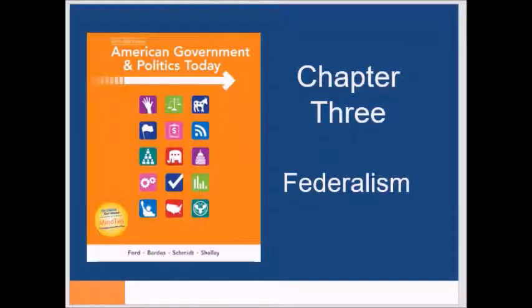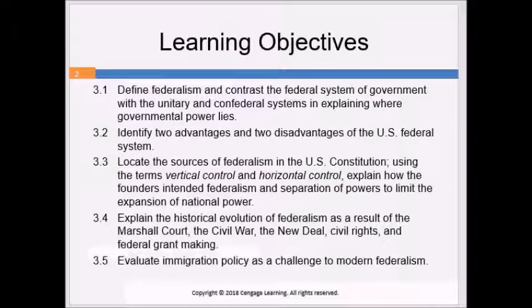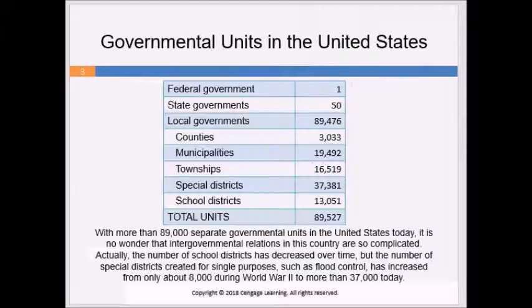Chapter 3, Federalism. Government in the United States consists of one national government, 50 state governments, and many local governments to create a grand total of more than 89,000.